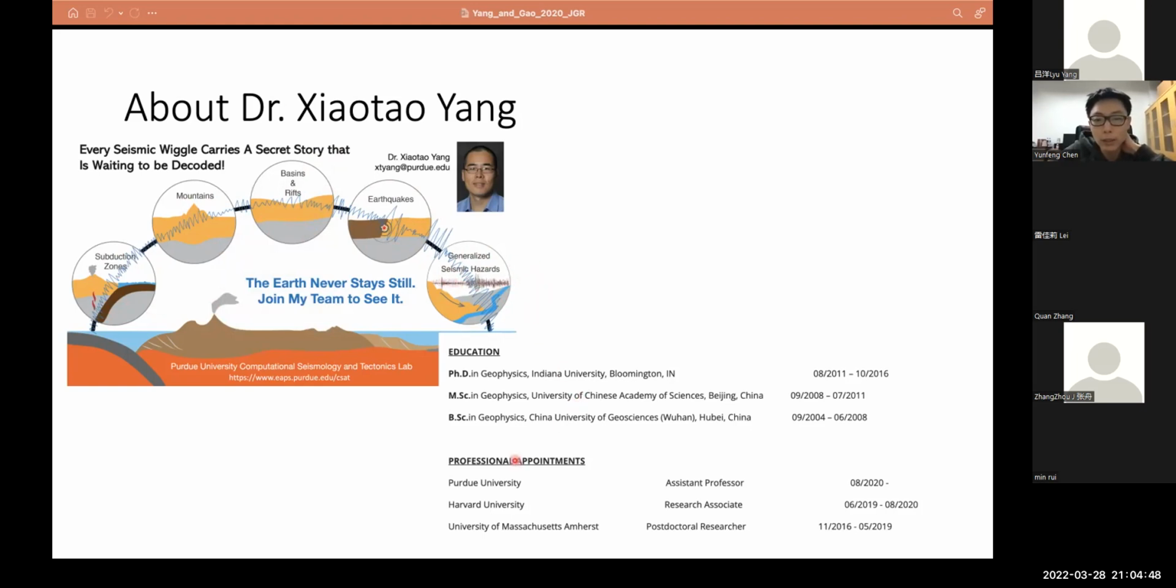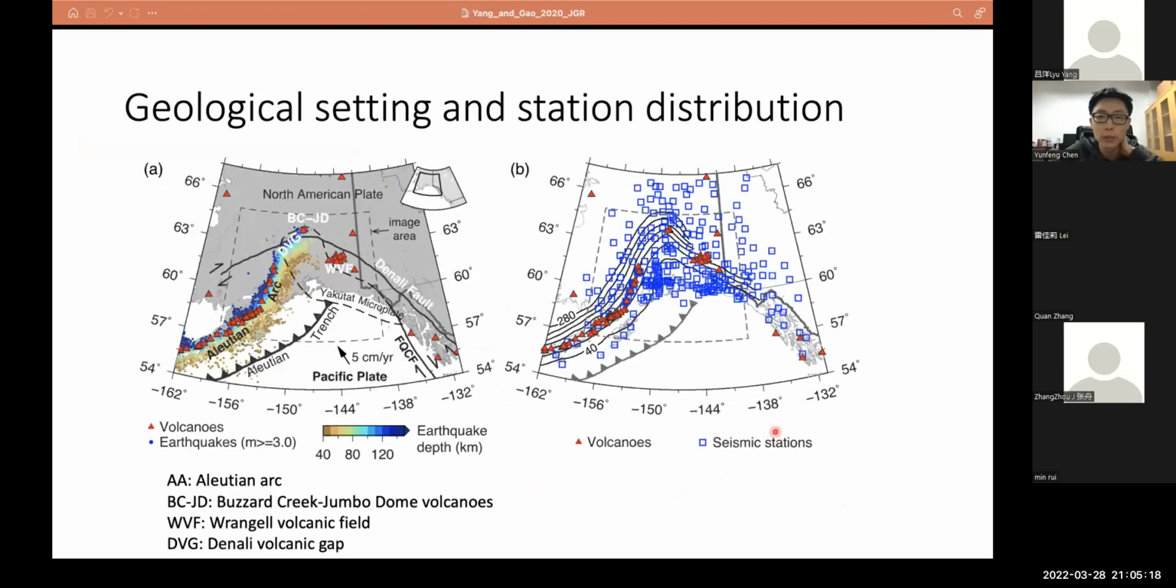And Xiaotao got his bachelor's and master's degrees from China. Then he went to the US and got his PhD at Indiana University. After that, I think he had two terms of postdoc appointments. The first one was at University of Massachusetts Amherst, and then he went to Harvard for another year and two months. After that, he joined Purdue University as an assistant professor in August 2020. So that's about Xiaotao.